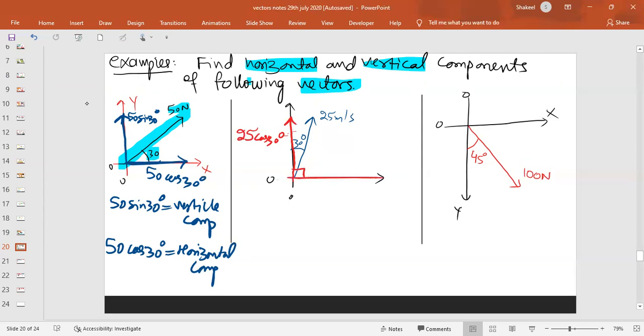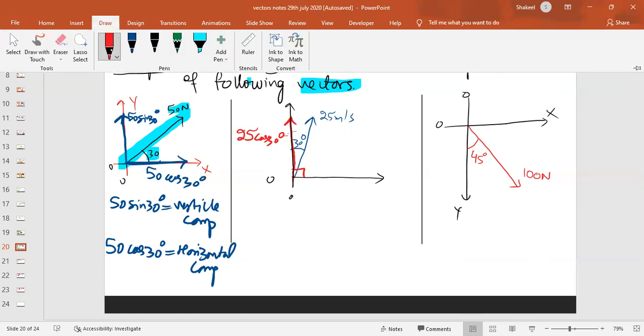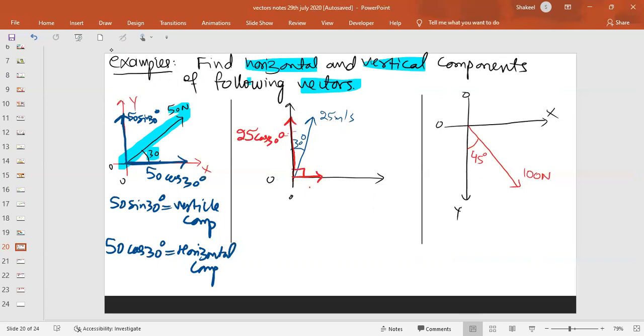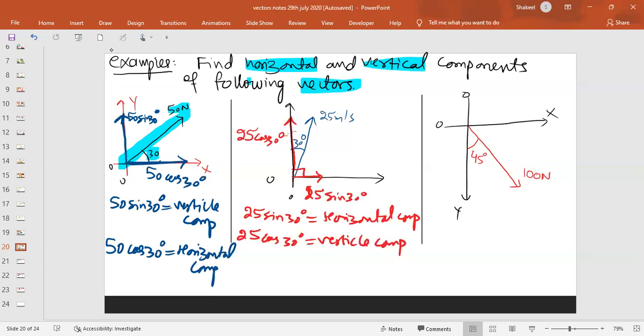Okay, so actually the sine one, like this will be the sine one, like 25 sine 30. So over here, 25 sine 30 will be your horizontal component. And 25 cos 30 will be your vertical component because it is vertically arranged.